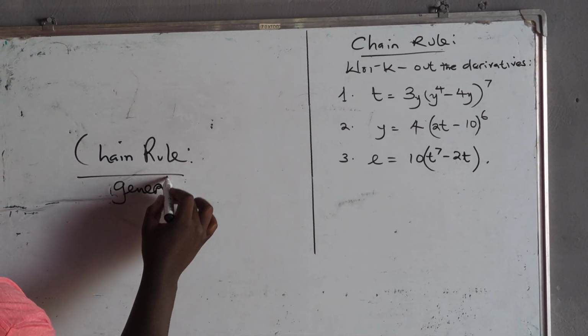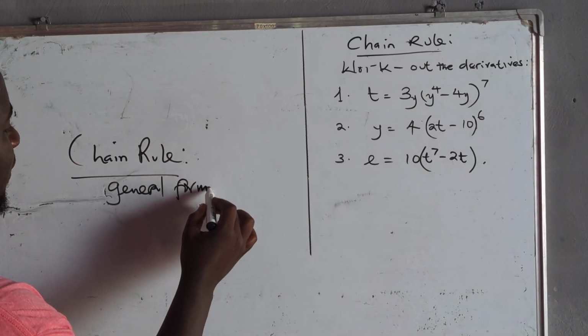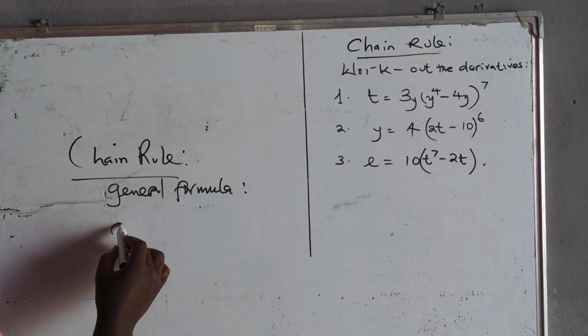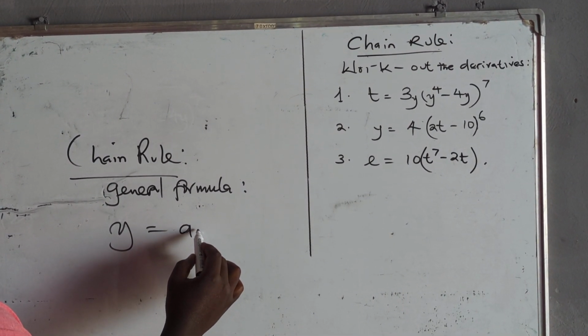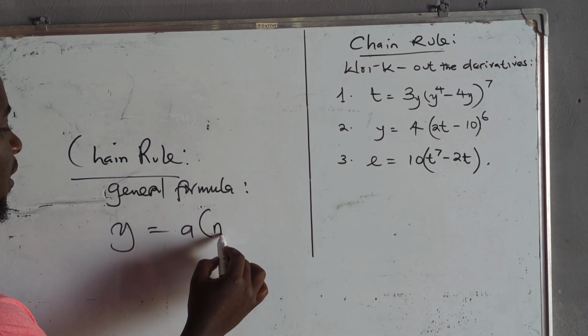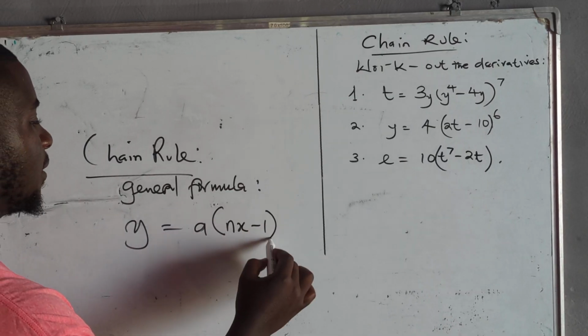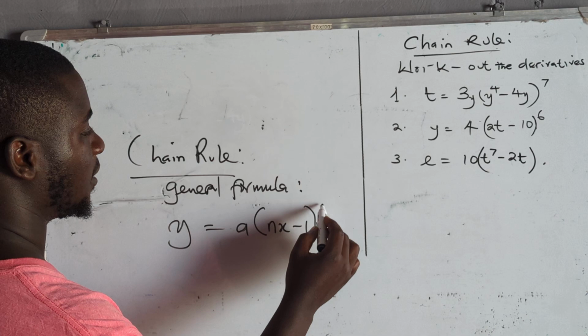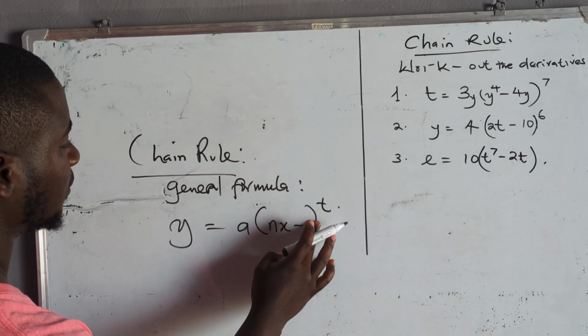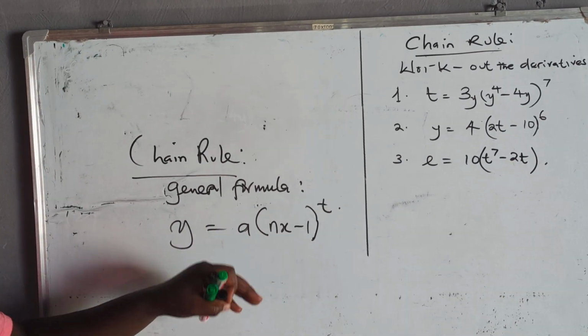Okay? So the general formula is very easy. If you've been given the function, say y is equal to a, right, a, then you have the function, say n minus 1, then power of, say, t. Alright, this is a function that we've been given.